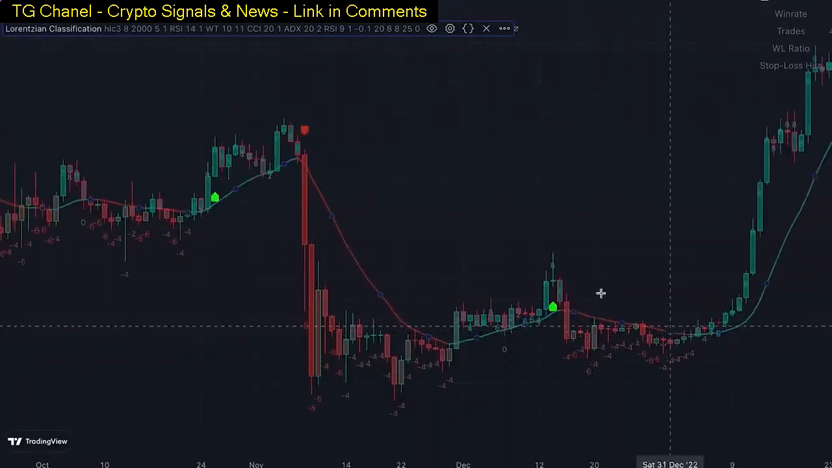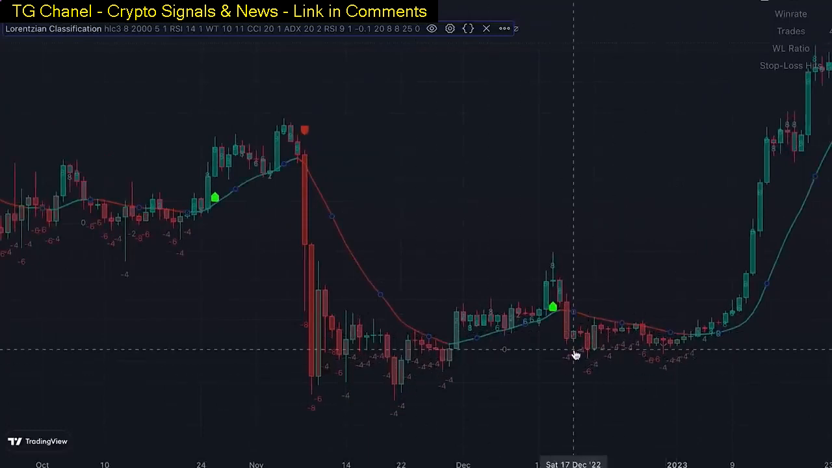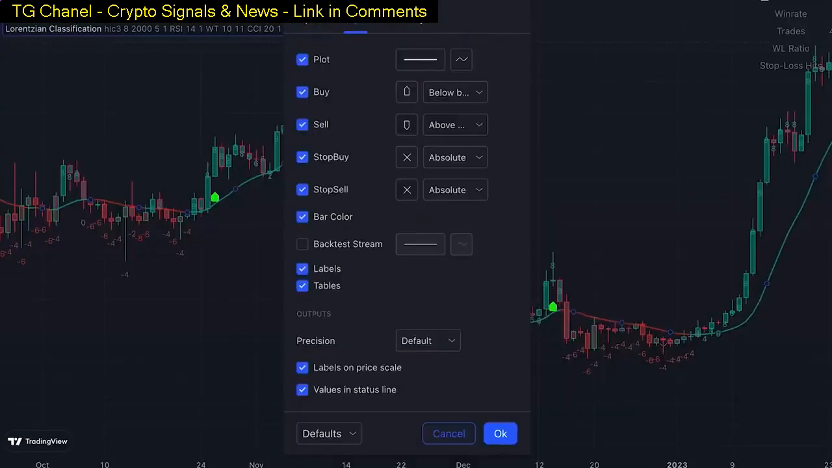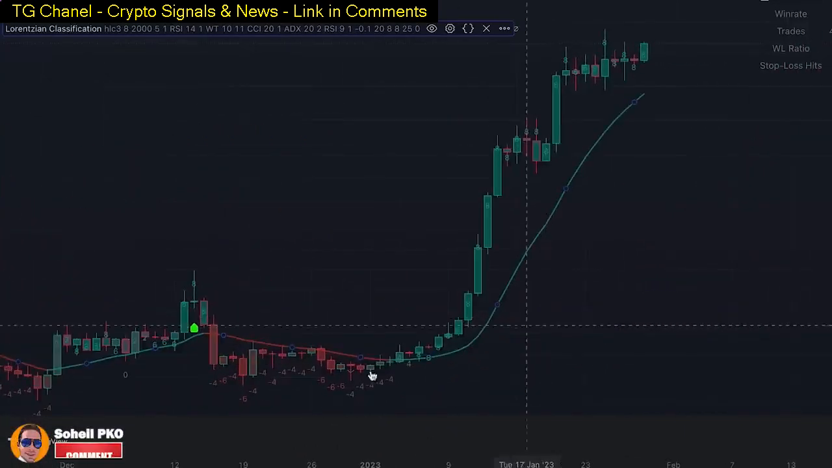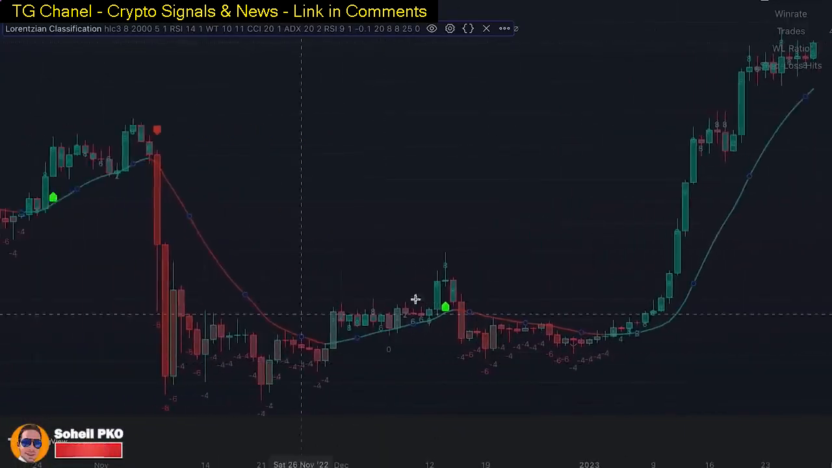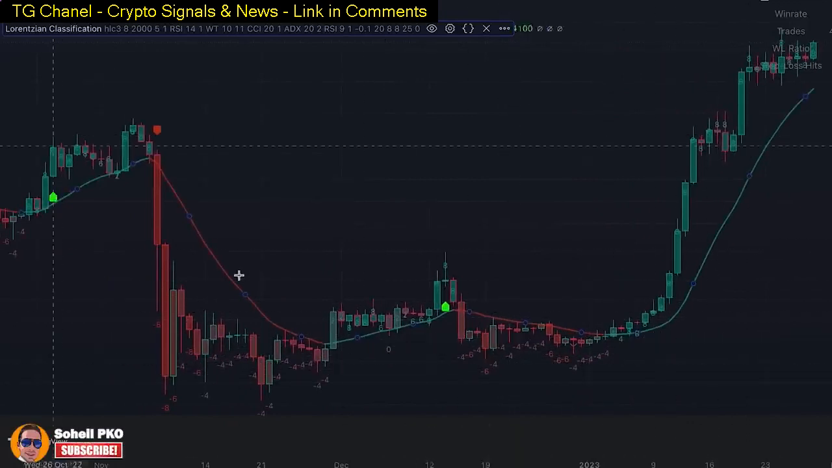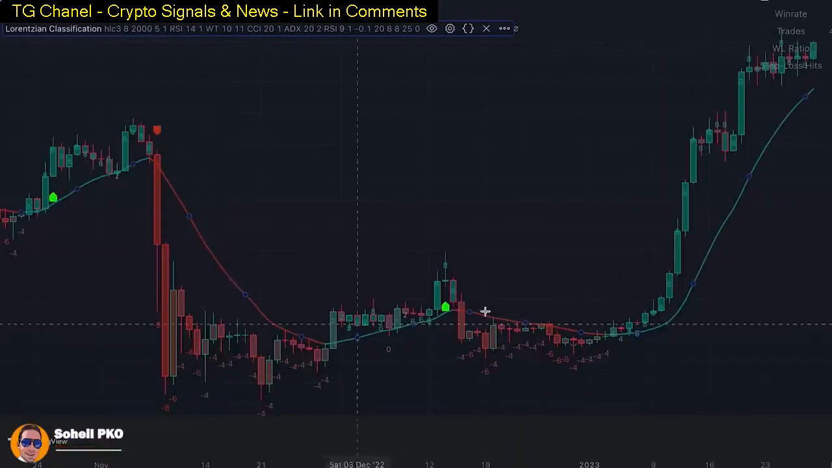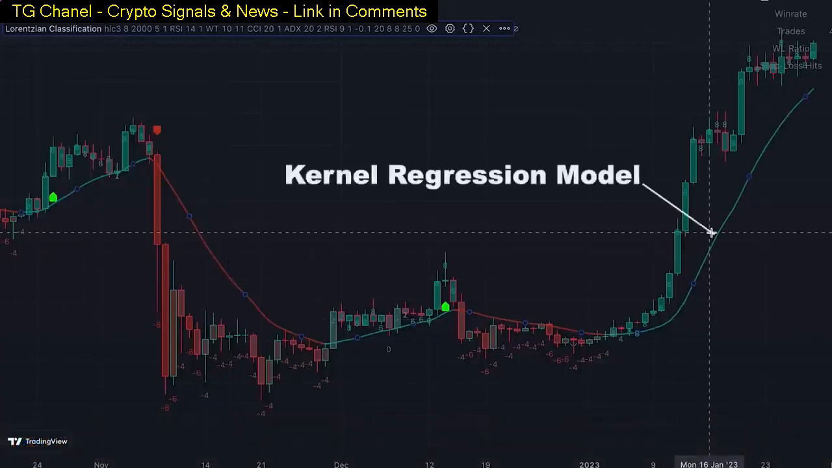As you can see, the numbers are useful for evaluating the market sentiment, but if you find it distracting, you can simply remove them from settings here in the style tab by unchecking labels. Alright, here we have a line that changes color between green and red. As you can see, when it's green, the direction is up, and when it's red, the direction is down. This line is built based on a kernel regression model, and in this indicator, it actually shows an additional confirmation of the predictions that this indicator makes.